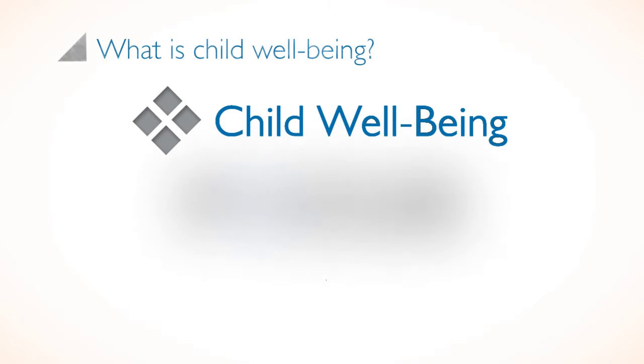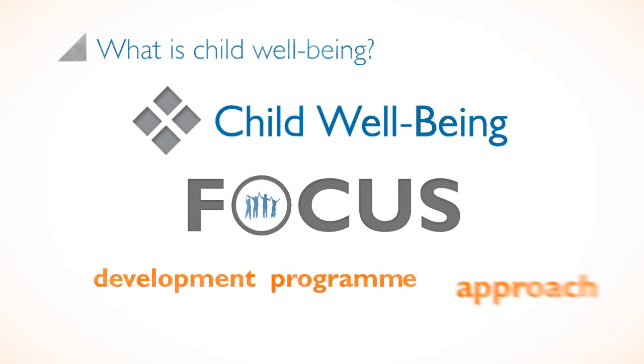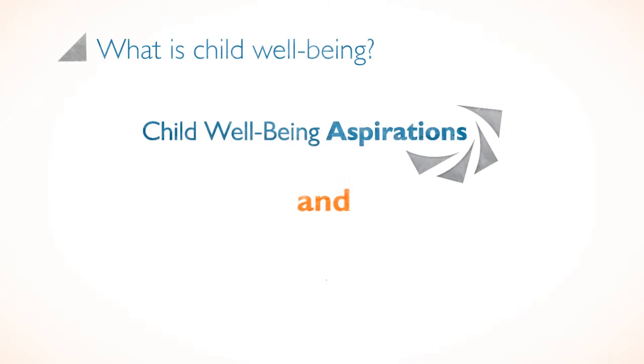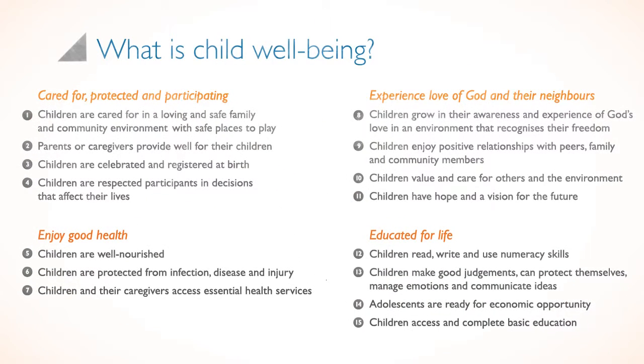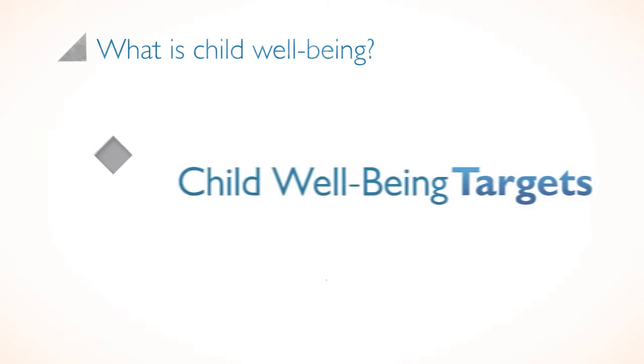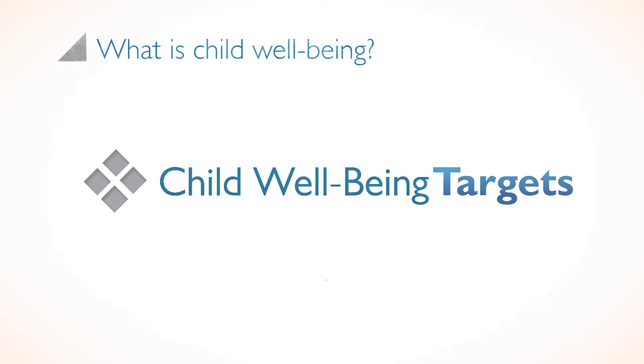Child well-being is the focus of our development programming approach. We describe our understanding of child well-being through child well-being aspirations and outcomes. Under our 4 high-level aspirations, we have 15 operational outcomes for the well-being of children that guide our strategies and programming choices. From these 15 outcomes, we have derived 4 child well-being targets.